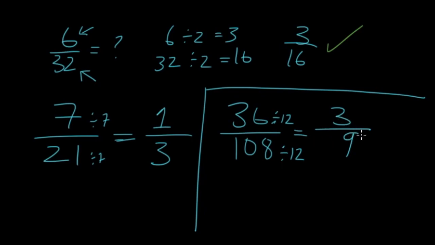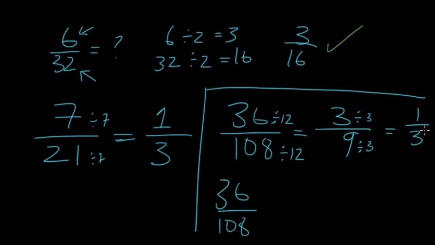3 over 9. Is there anything that we can divide 3 by that we can divide 9 by? I'm thinking of 3. So let's divide 3 by 3 and 9 by 3, and we're left with 1 over 3. All right. So does that mean that 36 over 108, which is equivalent to 1 over 3, is also equivalent to 7 over 21? Yes, it does. They are both equivalent.